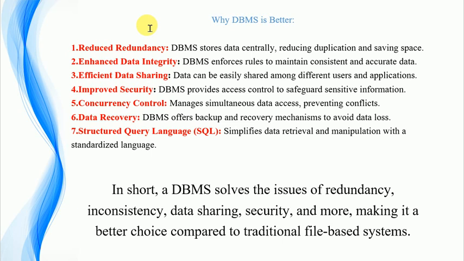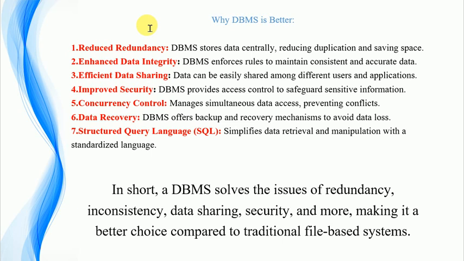First, reduce redundancy. DBMS stores data centrally, reducing duplication and saving space. First, it solves the data redundancy in file based systems. Second, enhance data integrity. DBMS enforces rules to maintain consistent and accurate data. Third point is efficient data sharing. It is easy to share data across multiple platforms. Improved security. DBMS provides access control to safeguard sensitive information. Concurrency control, data recovery, and structured query language are provided to give a standard language to retrieve and manipulate data.